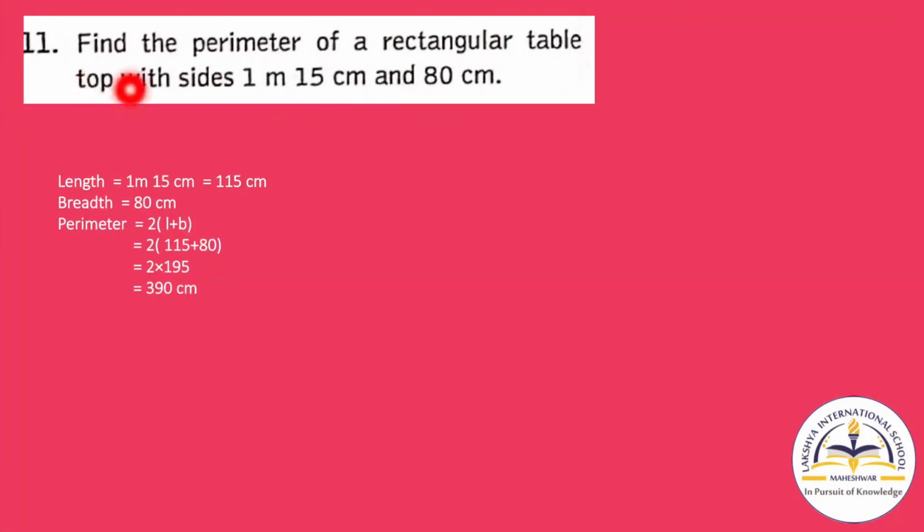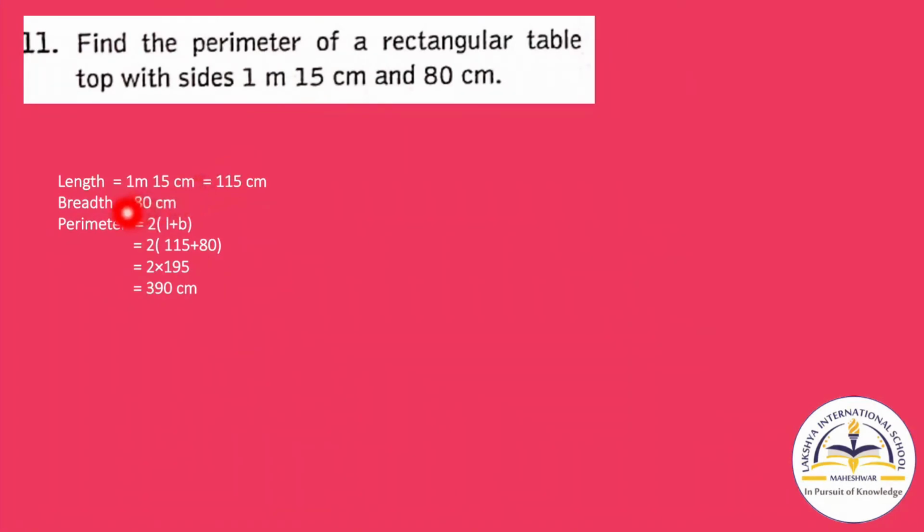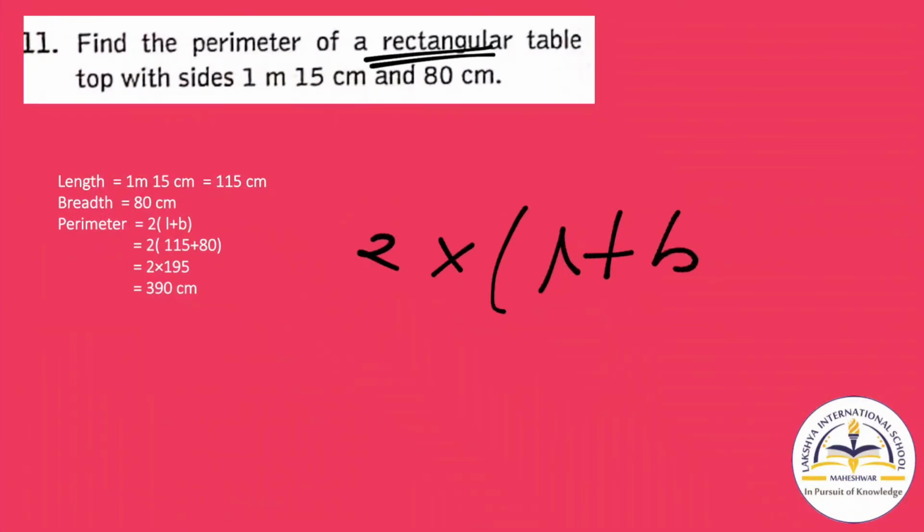Now question number 11. Find the perimeter of a rectangular table top with sides 1 meter 15 centimeter and 80 centimeter. Now we will see how many centimeters there are in 1 meter 15 centimeter. That will be 115 centimeter, because in 1 meter there is 100 centimeter. So 100 plus 15 means 115 centimeter. Now we have to put the same formula for the rectangle, that is 2 into length plus breadth.